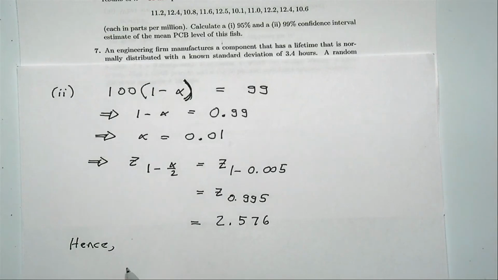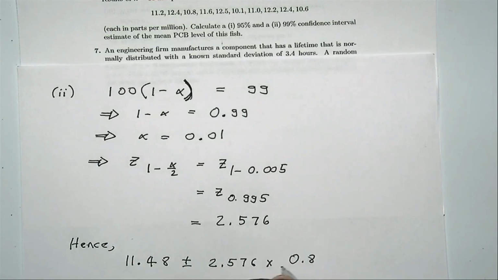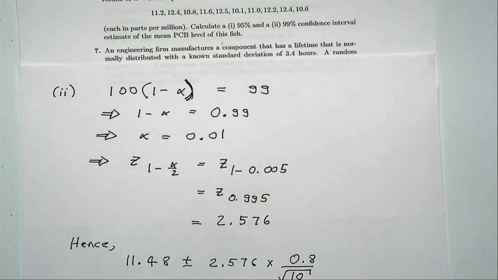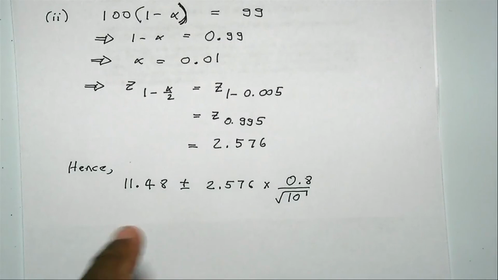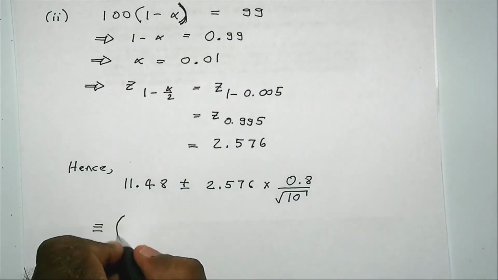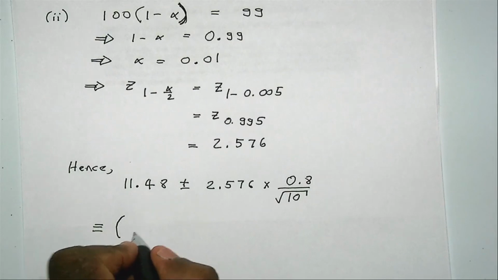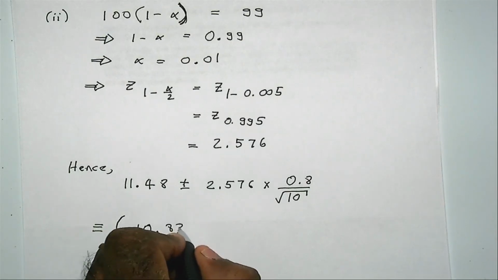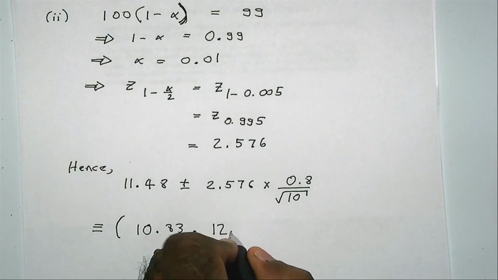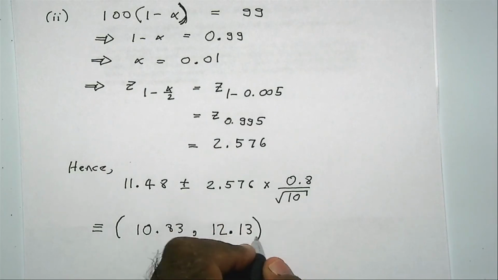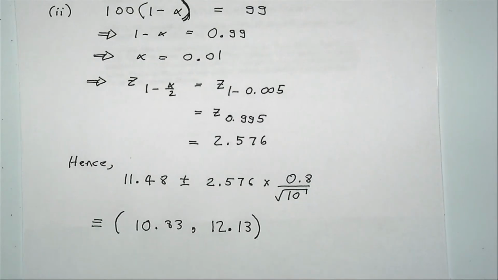So hence the 99% confidence interval for mu is 11.48, which is the sample mean, plus or minus 2.576 multiplied by sigma divided by square root of n. If you do the math, you will get this to be equal to 10.83 and 12.13. So this completes the second part of question 6, and question 6 too.